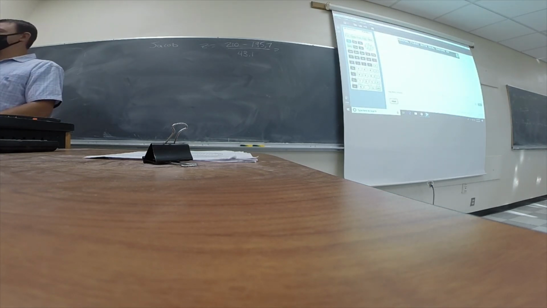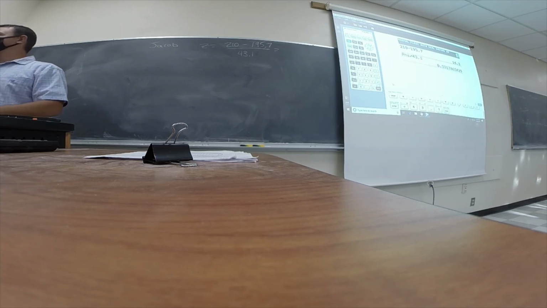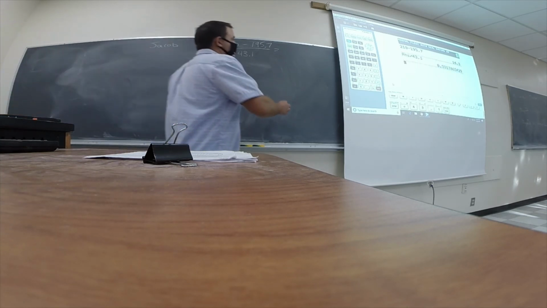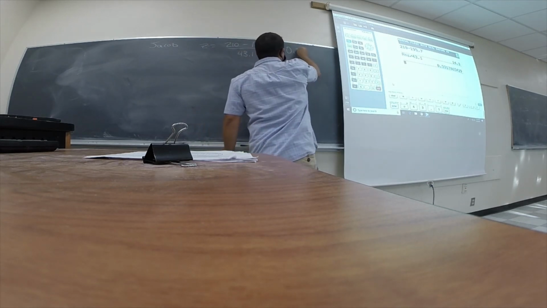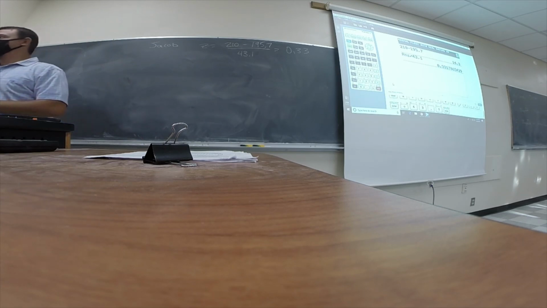So if we do this, 210 minus 195.7, and we'll divide that by 43.1. Okay. So what we get is a z-score of 0.33 approximately. Okay. Now let's find the one for Jessica.